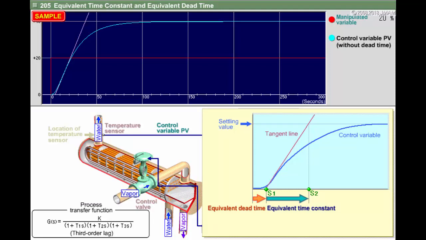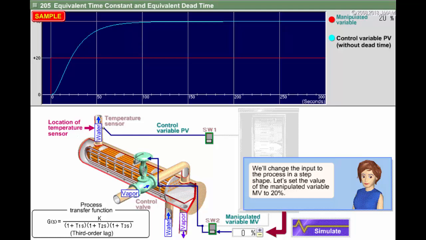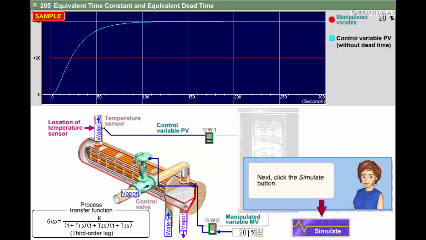All right, now we're going to move the temperature sensor of the heat exchanger far away from the water outlet so that a pure dead time arises. Please increase the manipulated variable by 20% and investigate the step response. Please click the Simulate button.